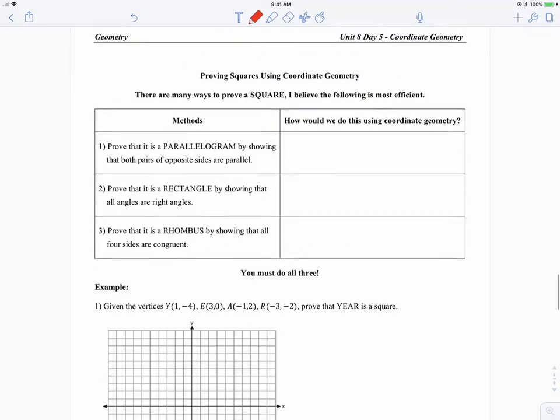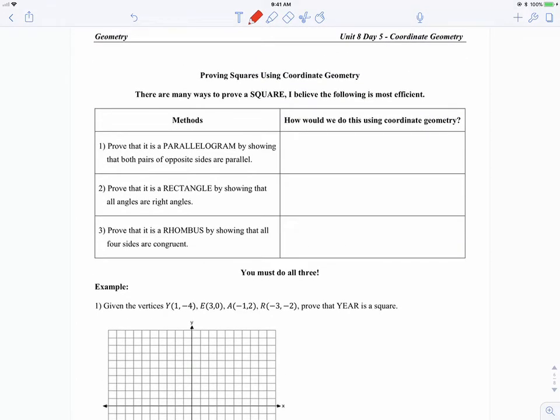Okay, this one is a little bit different than the others. It's important to pay attention. Before we had a choice, but for a square, since it has so many things, you've got to prove all three to show that it's a square. By definition, I think we could just prove the last two: if we prove it's a rectangle, and then if we prove it's a rhombus. But in doing that, we're going to prove that it's a parallelogram anyway. So we're going to end up doing all three. Let's see why that is.